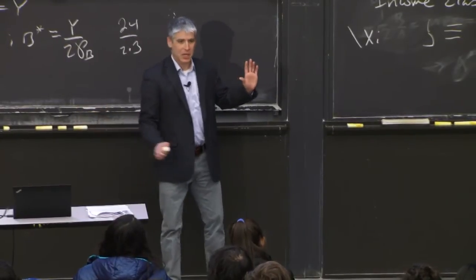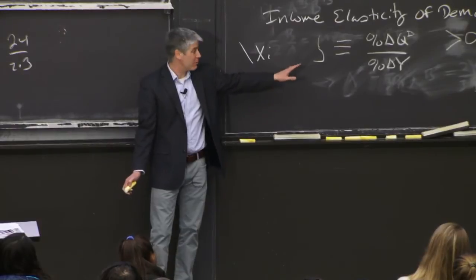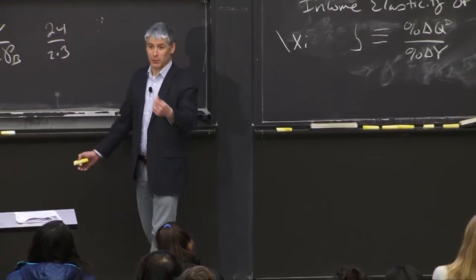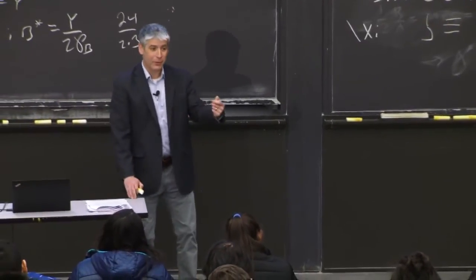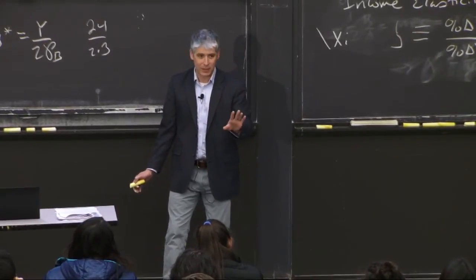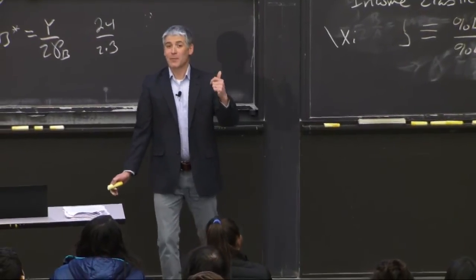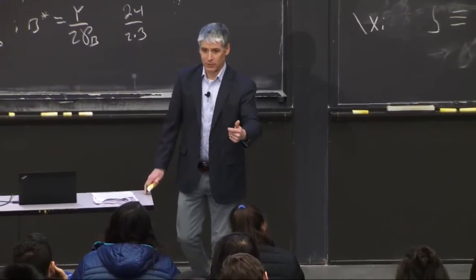Sound reasonable? That's not true of all goods, though. It's true of most goods, but it's not true of all goods. So there are some goods out there that are what are known as inferior goods. An inferior good is still a good. You like them. It's better to have it than to not have it. It's not violating monotonicity. It's still a good. It's just that it's something that you buy less of as you get richer.